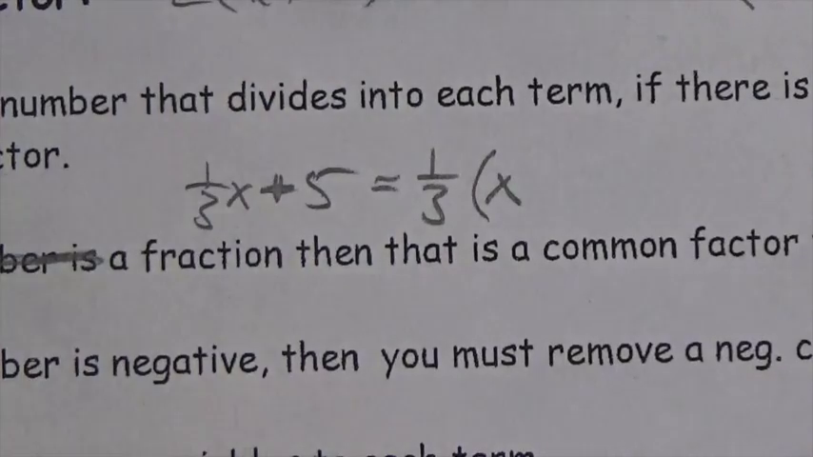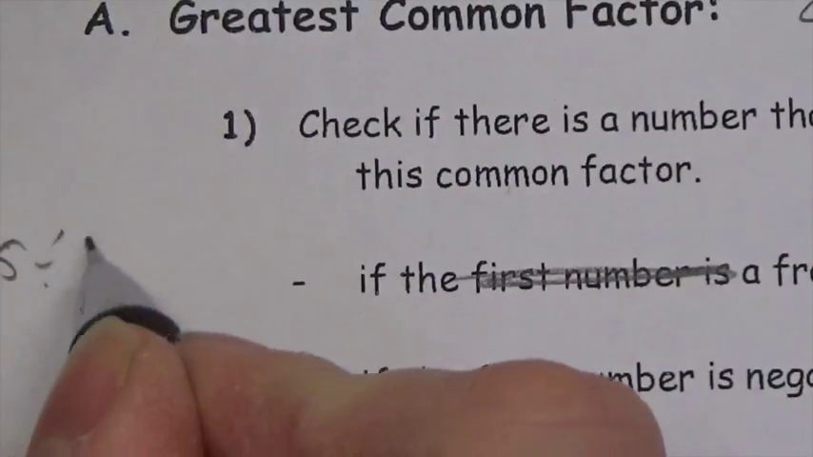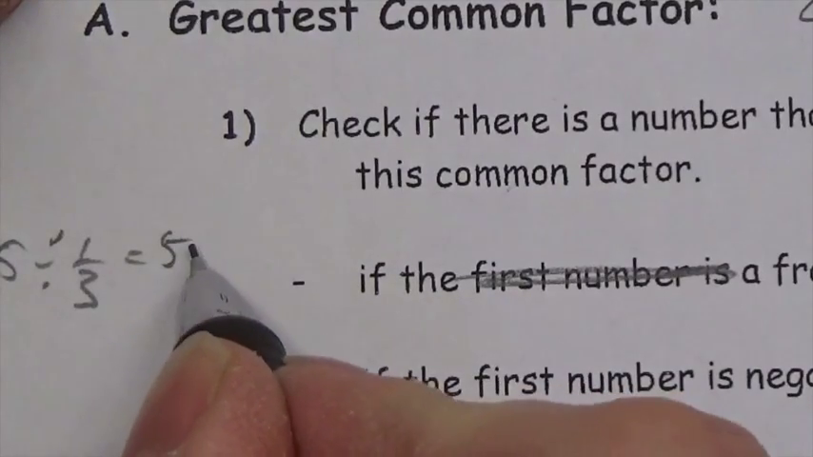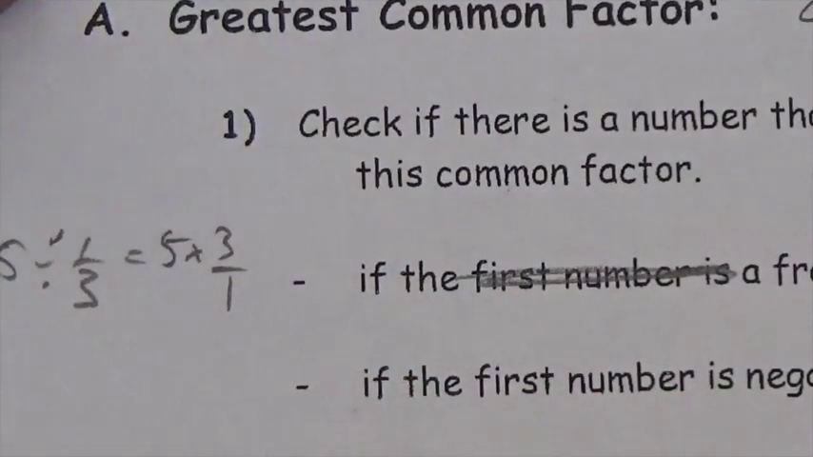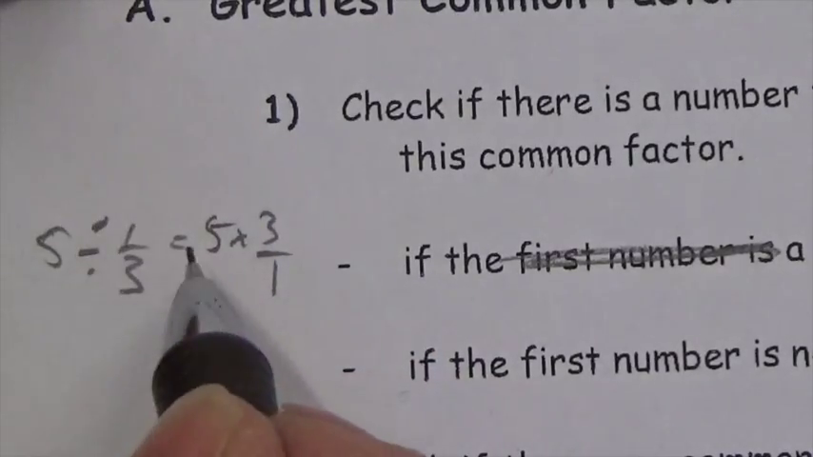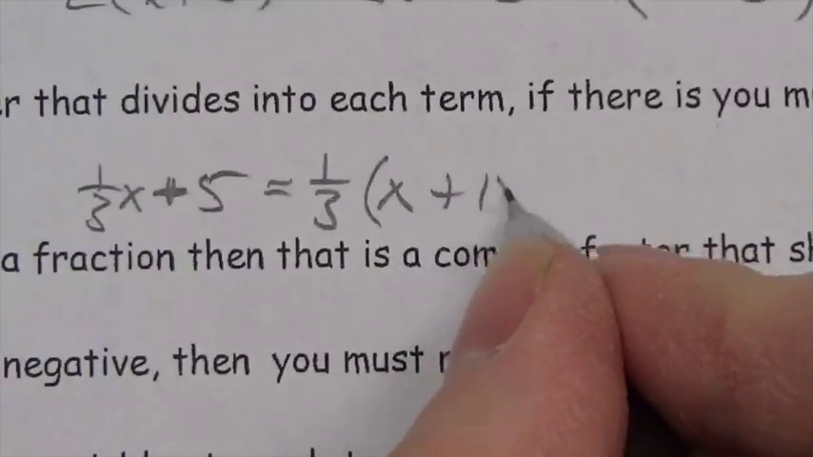Now, hear what I said there. I didn't say what is 5 divided by 3. I said what is 5 divided by 1/3. When you divide by a fraction, remember that's the same as multiplying by the reciprocal. So 5 divided by 1/3 is the same as 5 multiplied by 3 over 1, which is in fact 15.